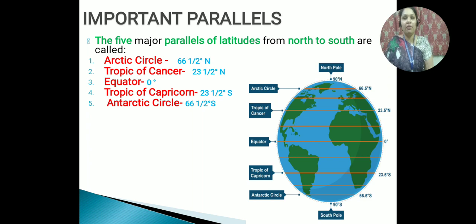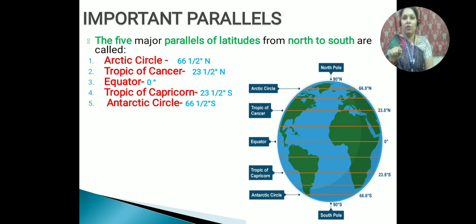First of all, the first one is the Arctic Circle. So where is the Arctic Circle? If you look towards the north, the first line of latitude below the north pole is the Arctic Circle. And what is the degree of that? The degree of the Arctic Circle is 66.5 degree north.